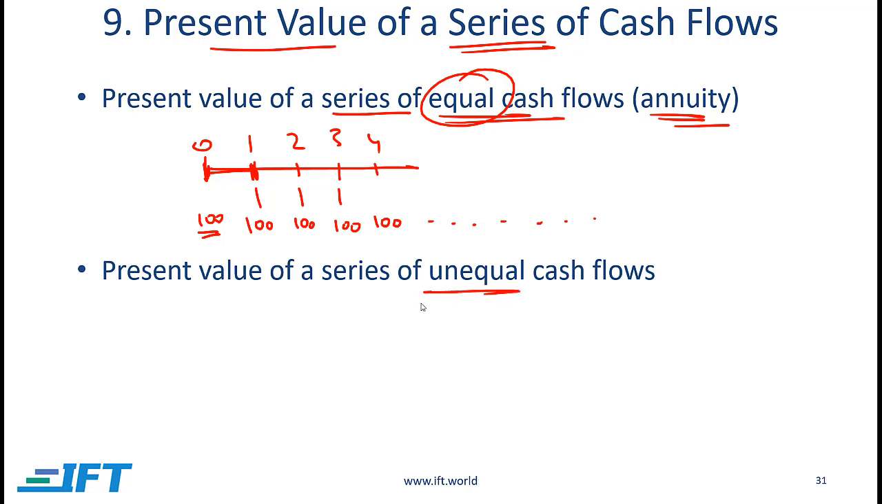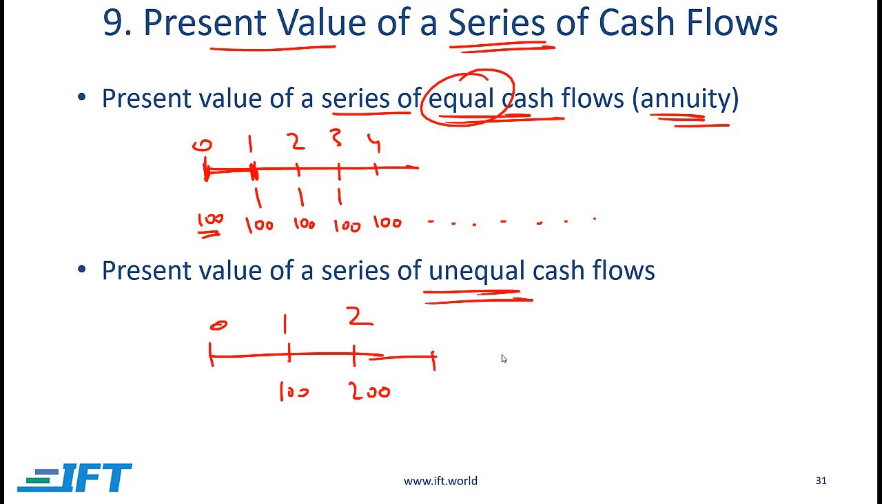With respect to unequal cash flows, the concept here is fairly straightforward. If you have a situation where you will get a certain amount of money, let's say 100 at the end of period 1, at the end of period 2 you get 200 and so on, this clearly is unequal.